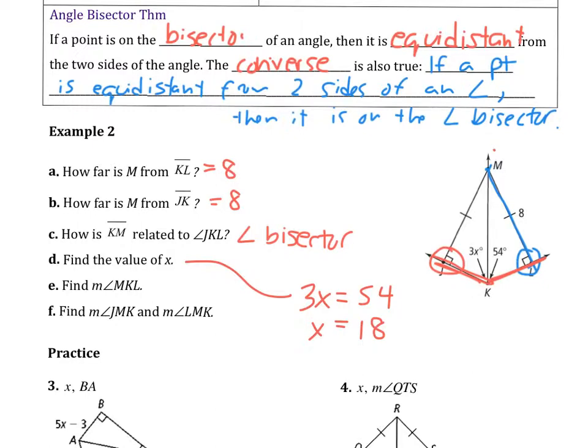So X is 18, so that means the measure of angle MKL is already 54, right? MKL is already 54, so there's no finding there. But JMK is up there. How do we find out what that angle is?